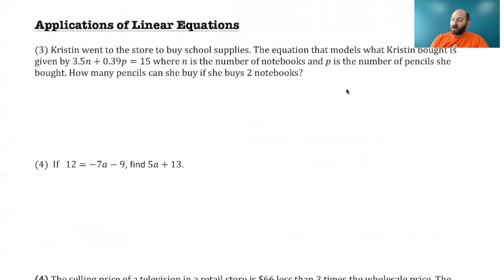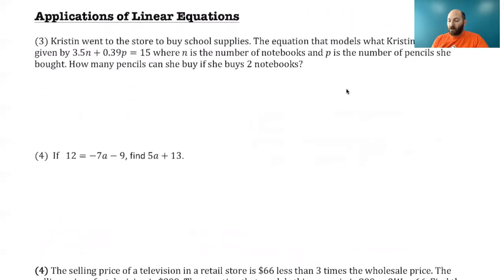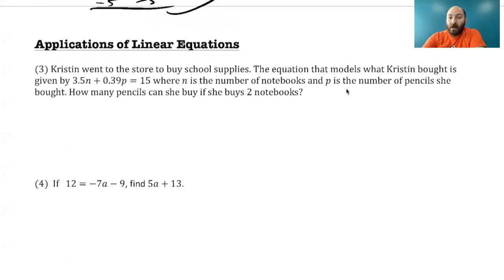Some other applications. We can also do some word problems with our linear equations. So we'll start off with number 3 here. Kristen went to the store to buy school supplies. The equation that models what Kristen bought is given by 3.5n plus 0.39p equals 15, where n is the number of notebooks and p is the number of pencils she bought. How many pencils can she buy if she buys 2 notebooks?